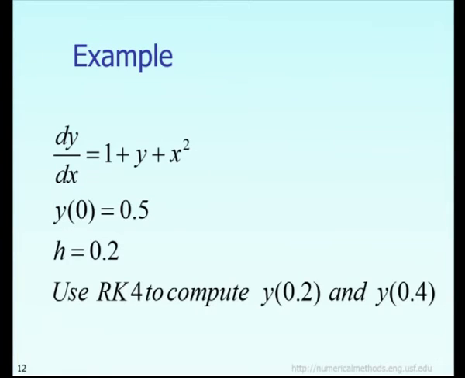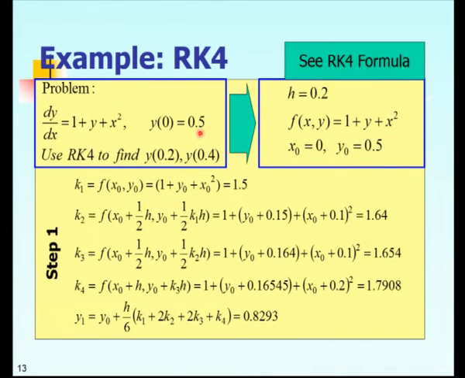And now we will consider this example. You have dy by dx equals 1 plus y plus x squared, and this is the right hand side function. The initial point is 0 and the initial value is 0.5, and the step size is taken to be 0.2. For this problem we compute the y value at 0.2 and the y value at 0.4. This is the equation, this is the initial value, this is the step size and the right hand side function; x naught is 0, y naught is 0.5, this is given.